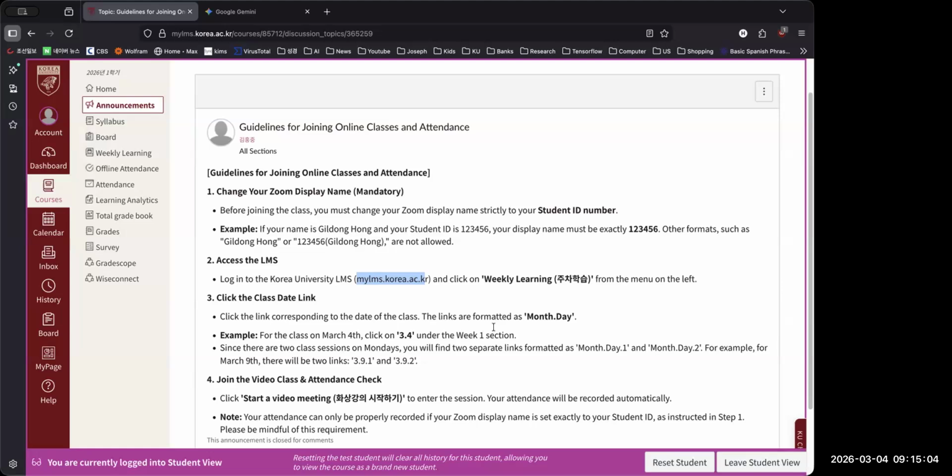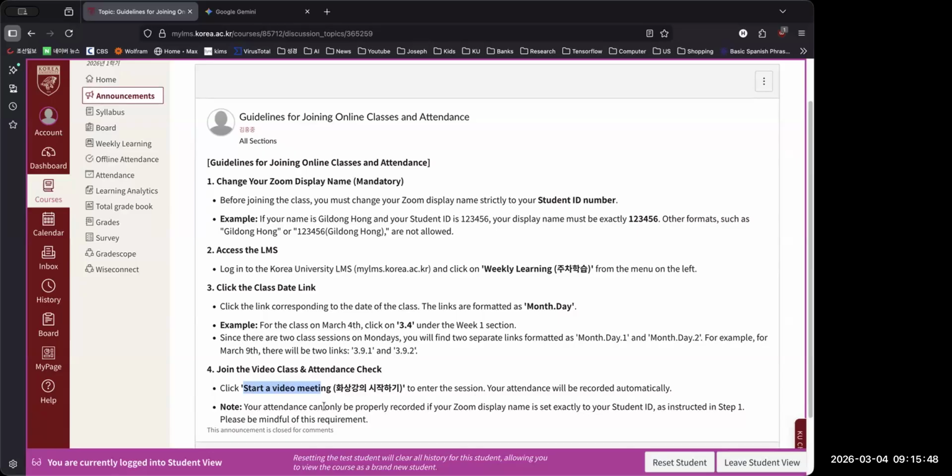And on Monday, we have two classes. So since there are two classes on Mondays, you will find two separate links formatted as month.day.1 and month.day.2. So for example, for March 9th, there will be two links, 3.9.1 and 3.9.2. Please click the corresponding link, and then you need to click Start a Video Meeting to enter the session. If you click this button, then your attendance will be recorded and checked automatically.